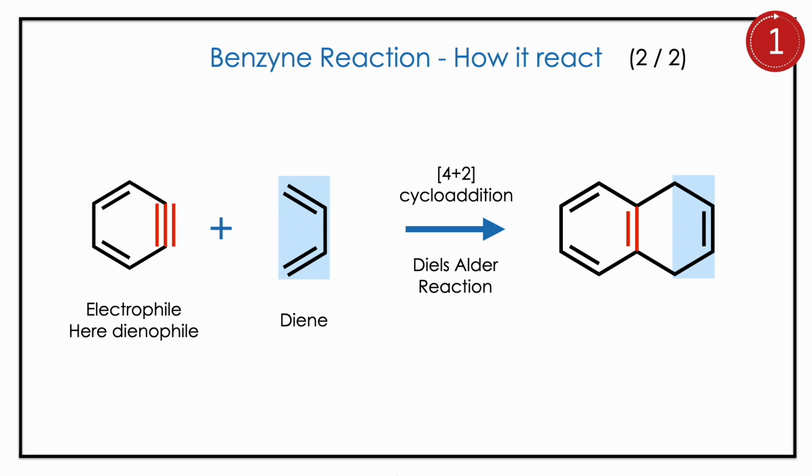Then the next type of reaction: normally a diene and dienophile are involved in the Diels-Alder reaction. Benzene is the electrophile, so it can act as a dienophile. So a diene-dienophile reaction means you have the fusion, finally giving the 4 plus 2 cycloaddition product. So benzene has 2 possible reactions.